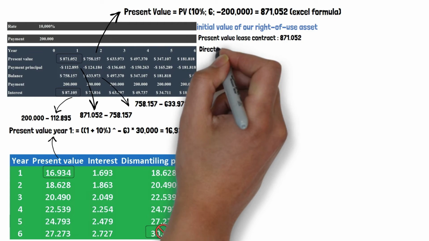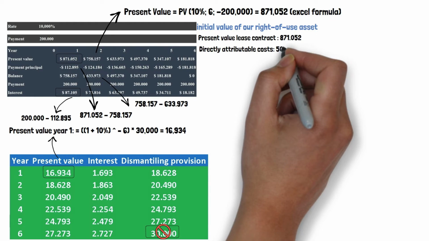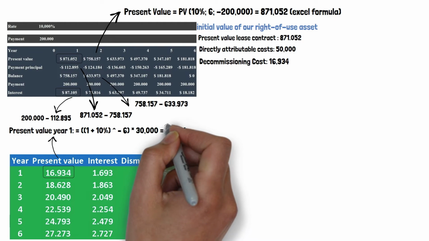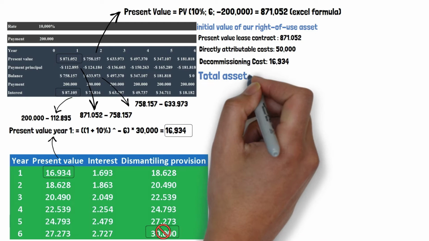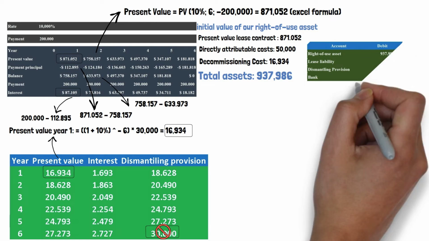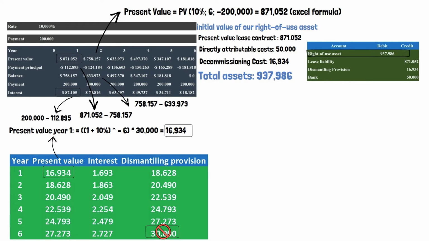$871,052. We must also add the disbursements of $50,000 to adapt the asset to the necessary conditions to operate in accordance with the specifications of the entity's management. And finally, the dismantling costs of $16,934. This operation results in a total of $937,986. In this way, the accounting recognition would be as follows. As we can see, dismantling costs were recognized as a higher value of the right-of-use asset.